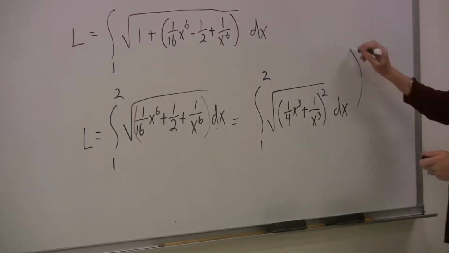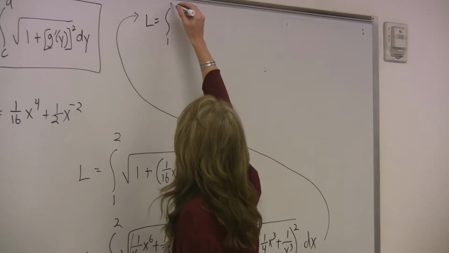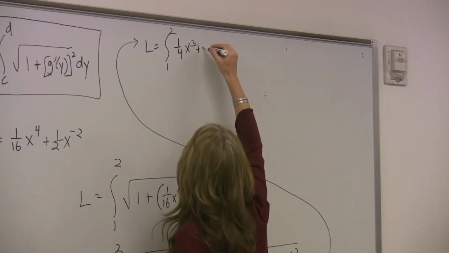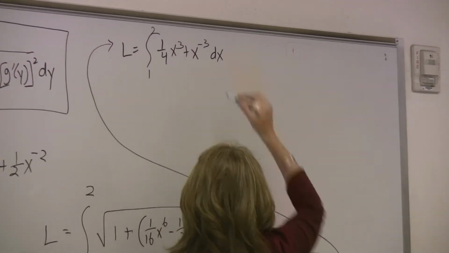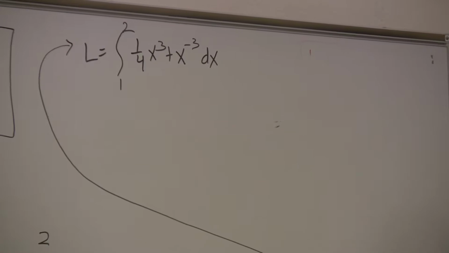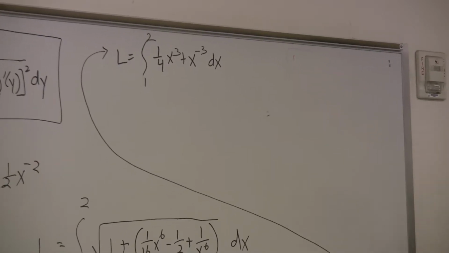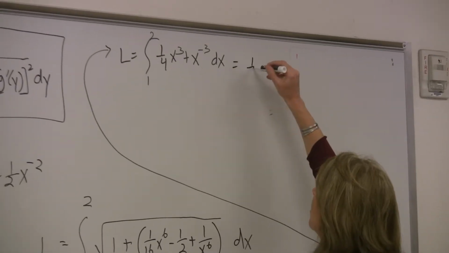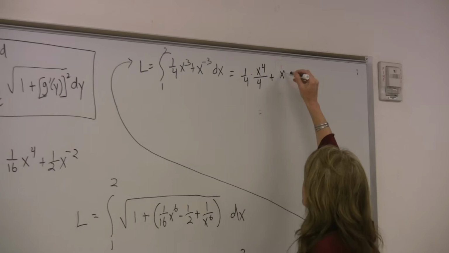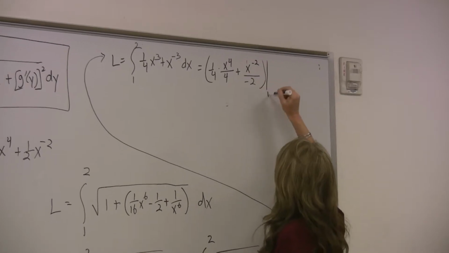I'm going to go up to the top of the board from here, see if I can finish it in this one little corner. So the arc length now is the integral from 1 to 2 of 1/4 x cubed plus, I'm going to write this as x to the negative 3 to make it easier to integrate. The squared and the square root are gone. I just rewrote it with a negative exponent. I think we can integrate that. I hope we can. So that is 1/4 times x to the 4th over 4 plus x to the negative 2 over negative 2, all evaluated from 1 to 2.